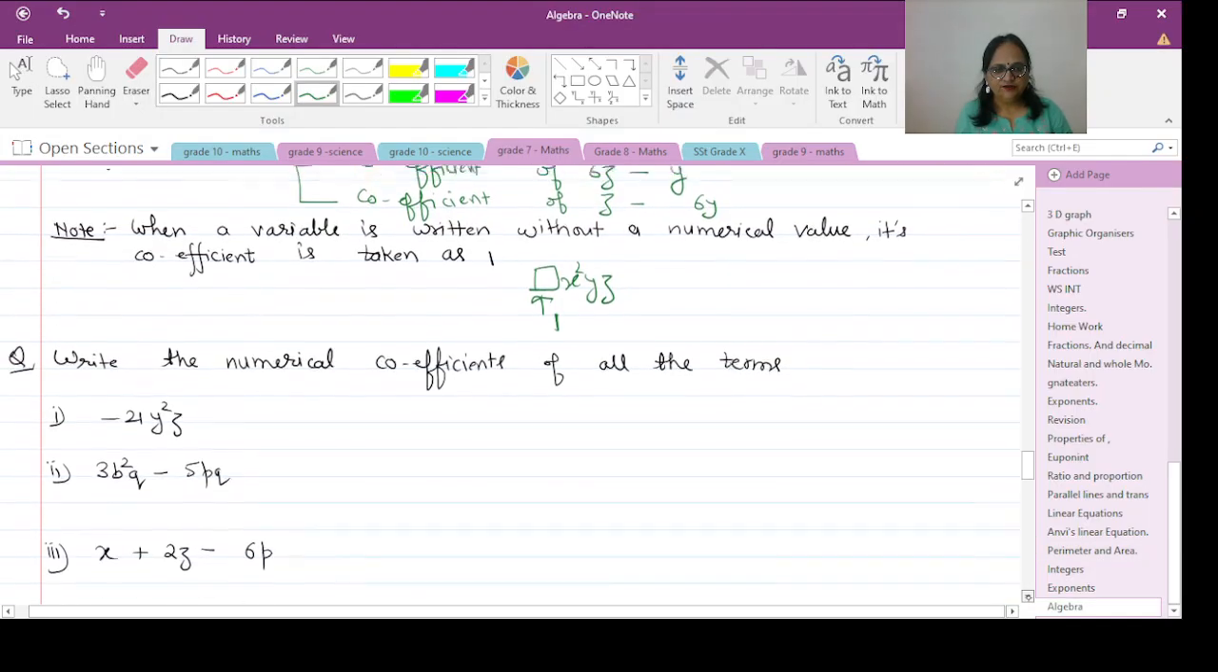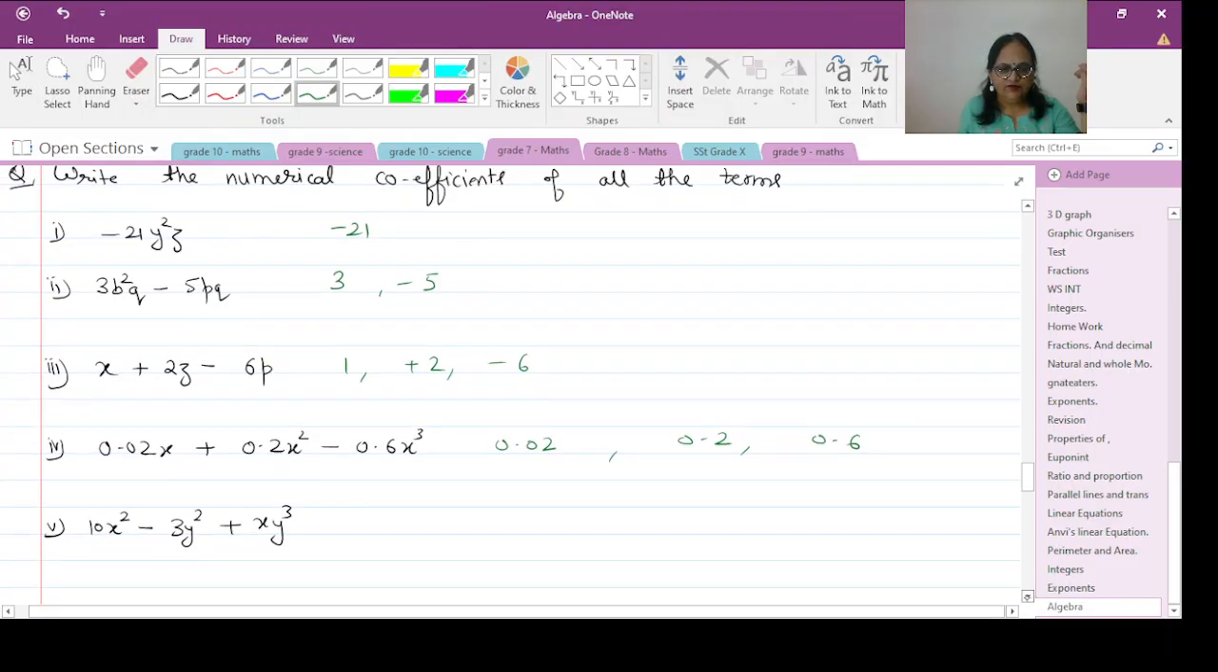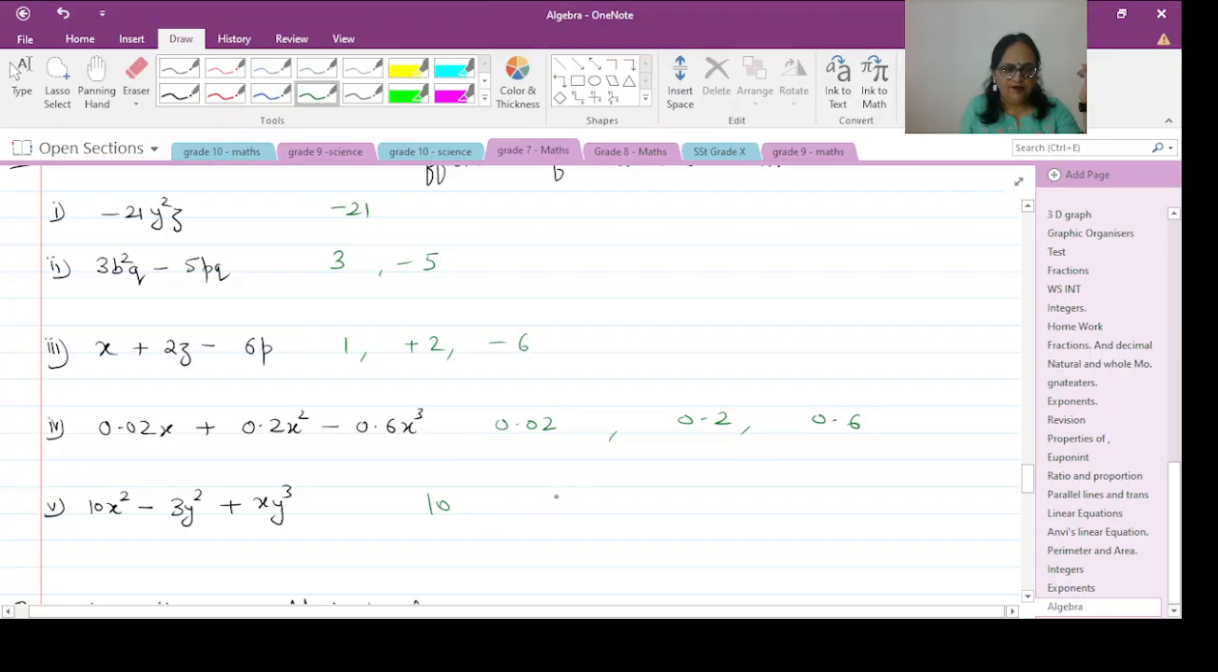Let's do one question. So और भी concept हमारा clear हो जाएगा. Write the numerical coefficient of all the terms. They are asking only numerical coefficient, so we have to take the sign along with it. ठीक है? First one minus 21. Second one 3 comma minus 5. Third term 1 plus 2 minus 6. Then 0.02 comma 0.2 comma 0.6. These are the numerical coefficients of various terms. Then we have 10 comma minus 3 comma 1.